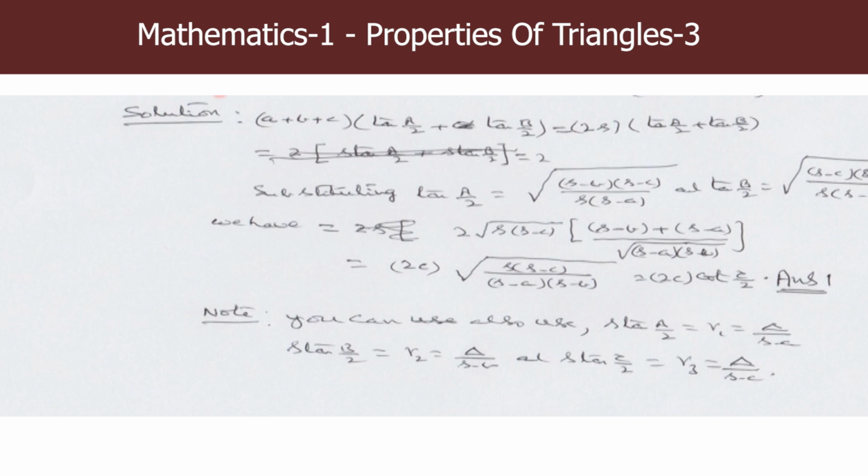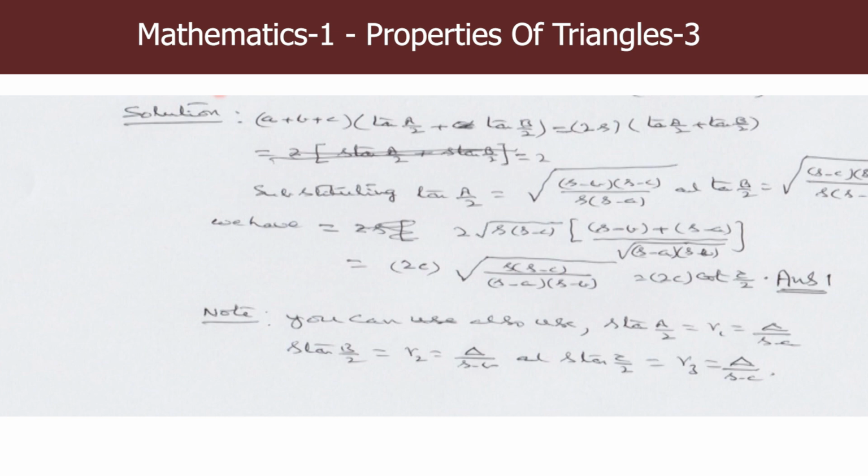Now, substituting tan A by 2 is square root of (S minus B)(S minus C) by S(S minus A), and tan B by 2 is equal to square root of (S minus C)(S minus A) by S(S minus B). You will get that the given expression is equal to 2 into square root of S into (S minus A), of course by taking common, (S minus B) plus (S minus A), by root over (S minus B)(S minus C)(S minus A)(S minus B).